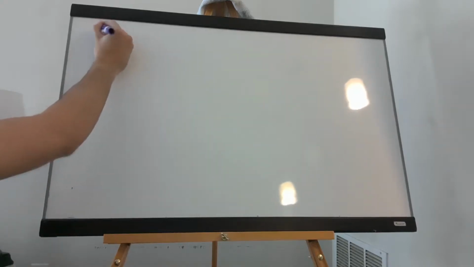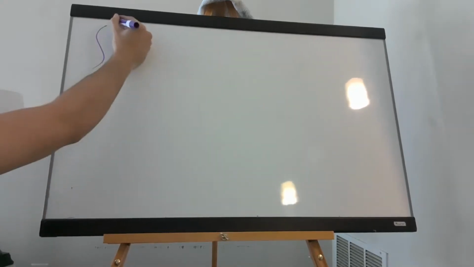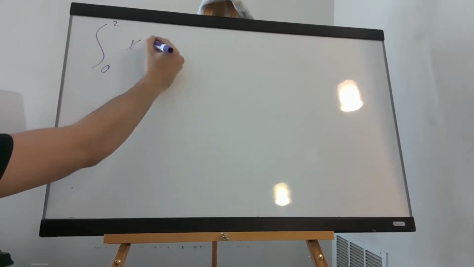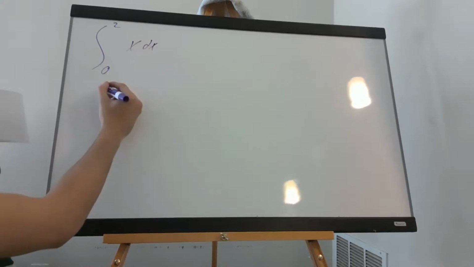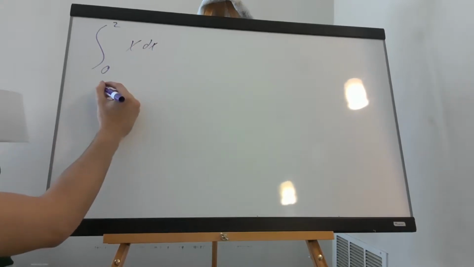Okay, let's do integration. So integration is pretty much the opposite of a derivative. Some rules for integration. So this is a definite integral, x to dx, but the derivative of x is just 1, so that is 1.